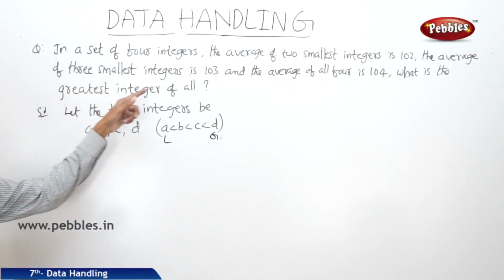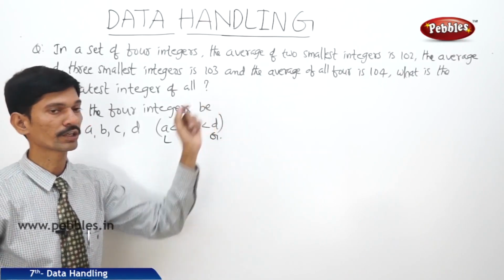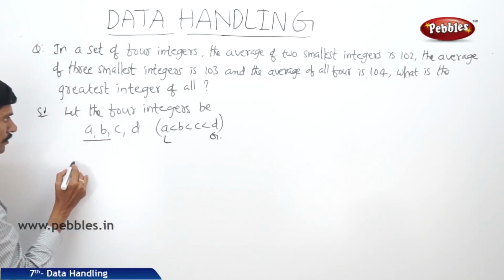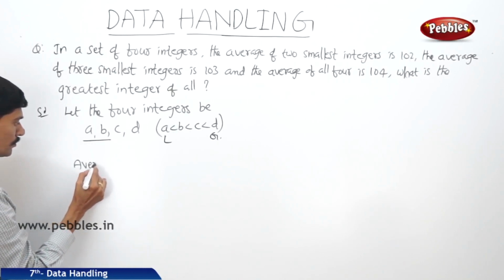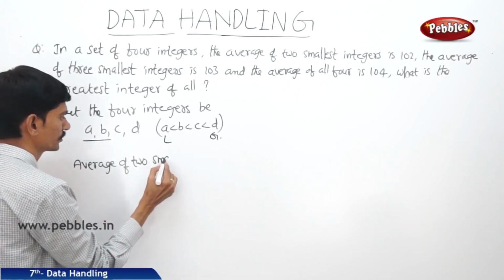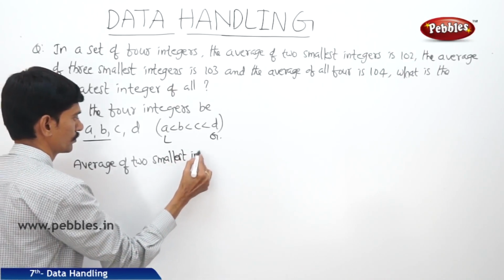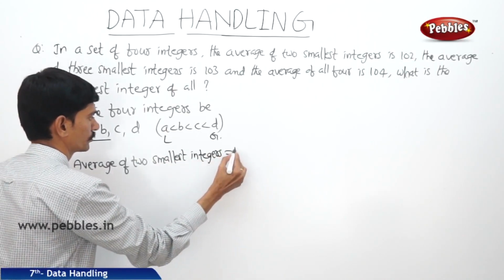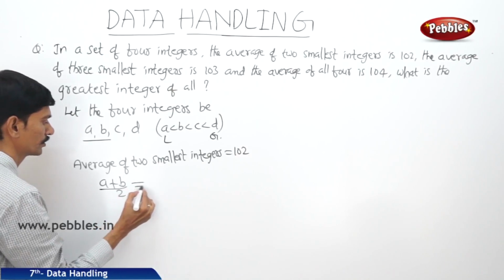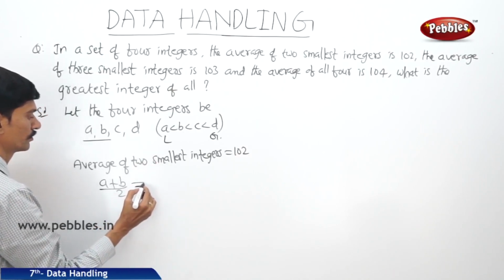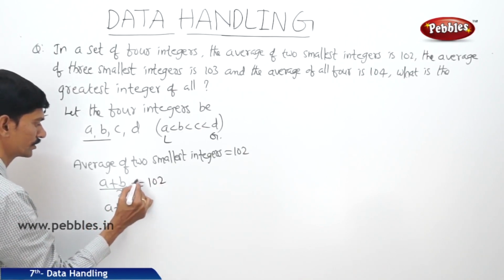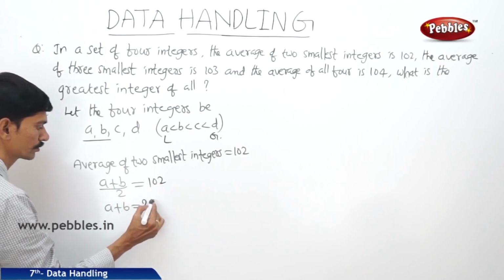Now according to the question, the average of the 2 smallest integers is 1 or 2. So the average of 2 smallest integers equals 1 or 2. Then a plus b by 2 equals 1 or 2. From this we get a plus b equals, by cross multiplication, 1 or 2 into 2, we get 2 or 4.